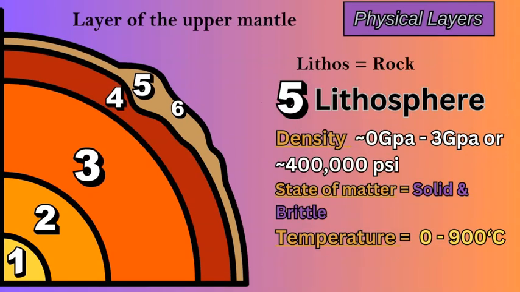We're still in the upper mantle. This is the lithosphere. Litho means rock or rocky layer in ancient Greek. Density is, again, from the surface to about 3 gigapascals, surface being 0, or around max of 400,000 psi. Now, why is this at the surface when it's not the top layer, number 6? Because the lithosphere includes the 6th layer, which is the crust. And the lithosphere is that top layer that is part of the upper mantle, but also contains the crust, which is that surface layer. So the temperature ranges from, again, 0 to about 900 degrees Celsius.